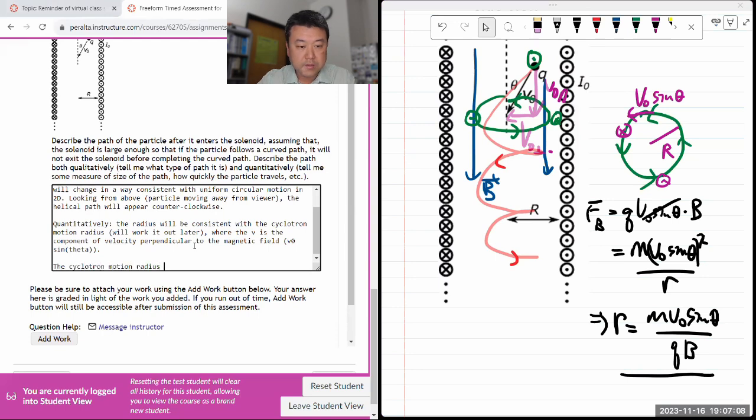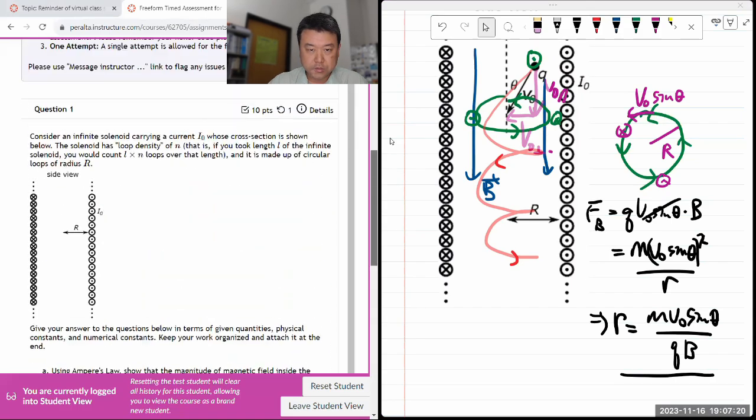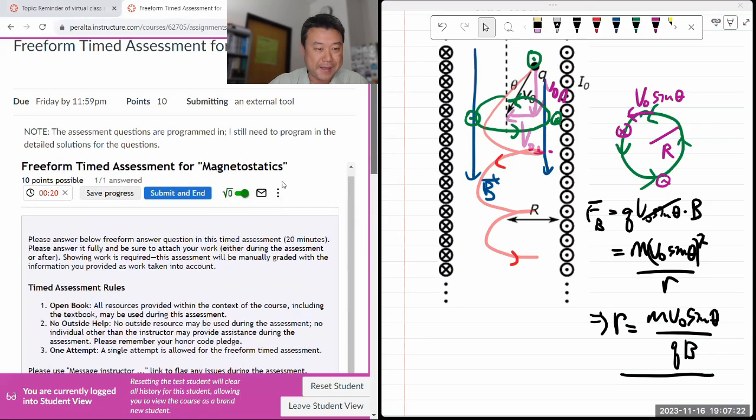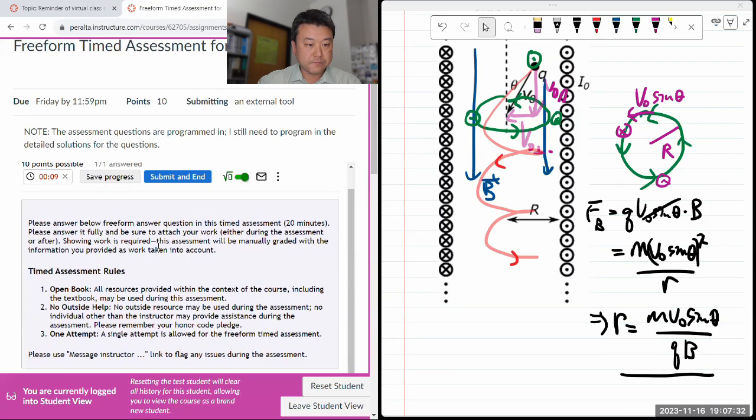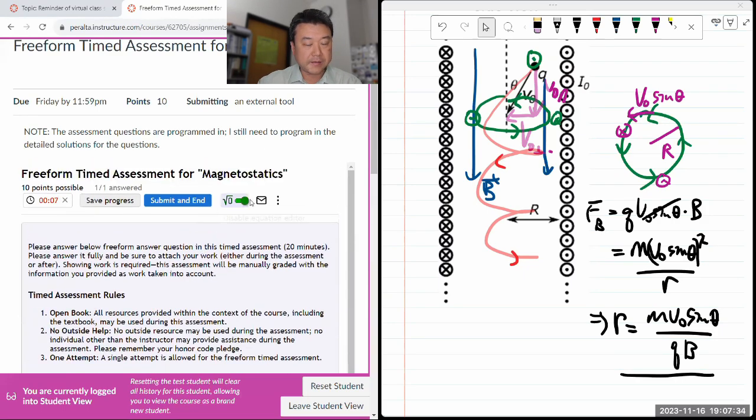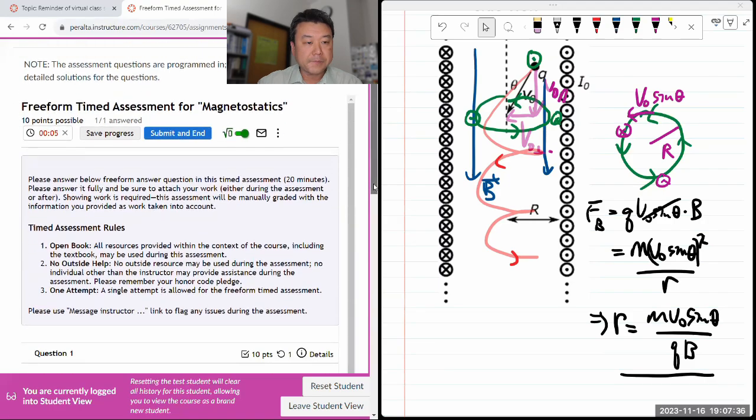The cyclotron motion radius is R equals m times v naught sine theta divided by qB. Now, unfortunately, I won't have the solutions to display to you right now, although I can do this. I can bring up the solution of the question that this came out of and show you that and compare. I think I can do that.